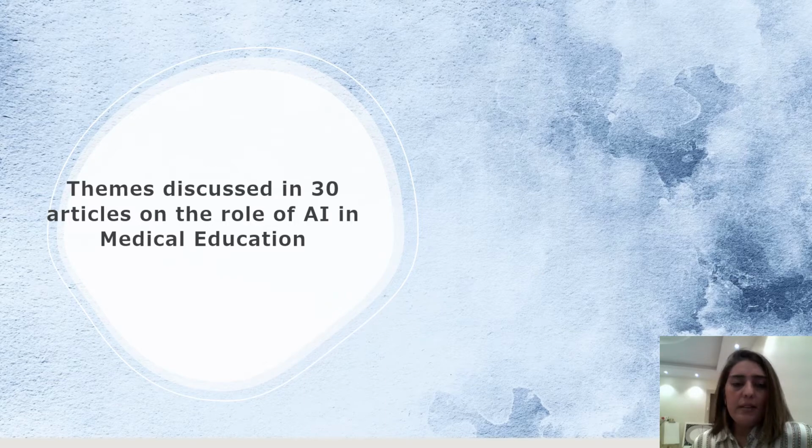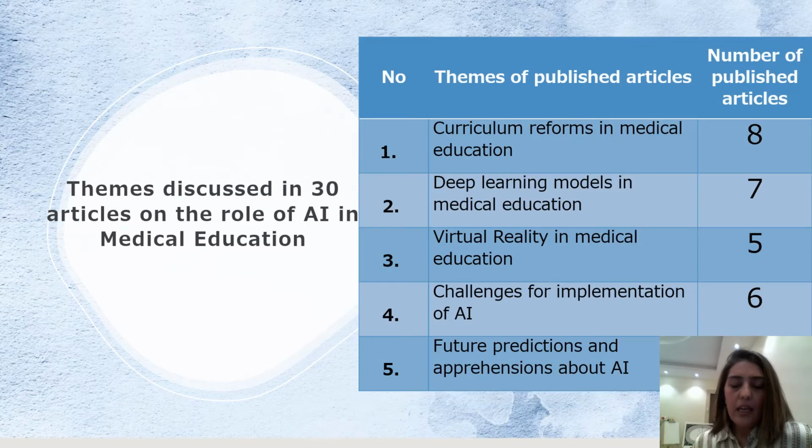The following themes were discussed in 30 articles finally, and we found 8 articles which were solely focused on the role of curriculum reforms in educational context, especially curriculum reforms in undergrad medical education and postgrad medical education, because there is a very high impact of artificial intelligence in integration of knowledge, especially when we talk about integration of anatomy and physiology. Then a lot of discussion was there about the need of curriculum reforms.